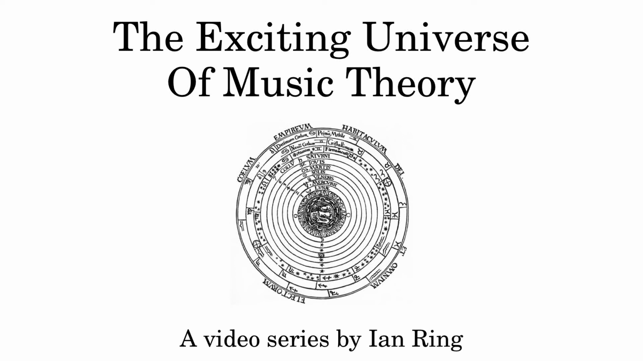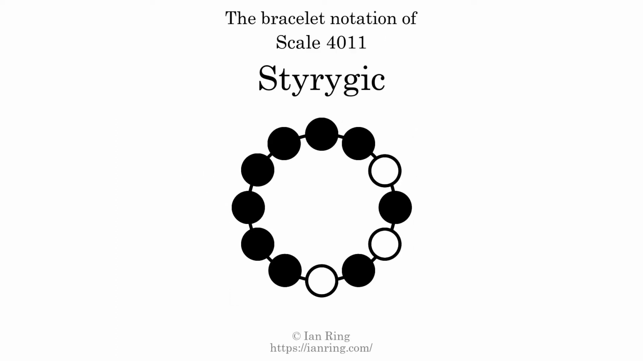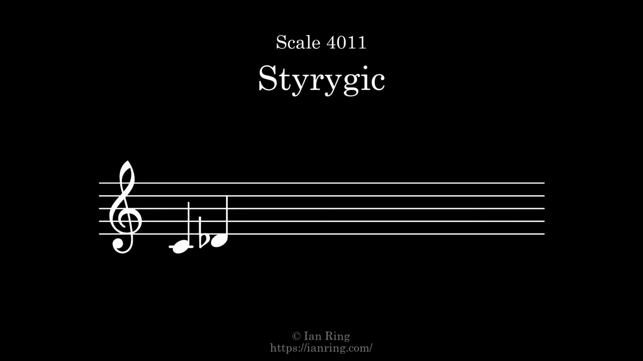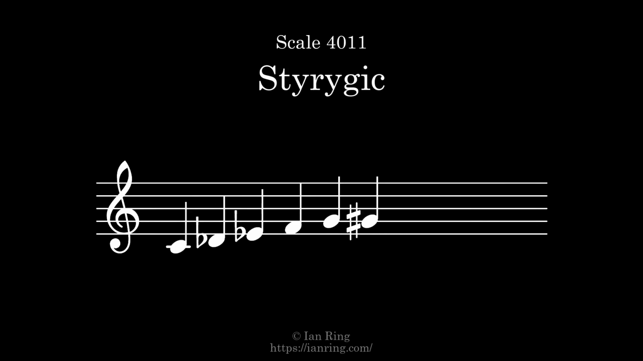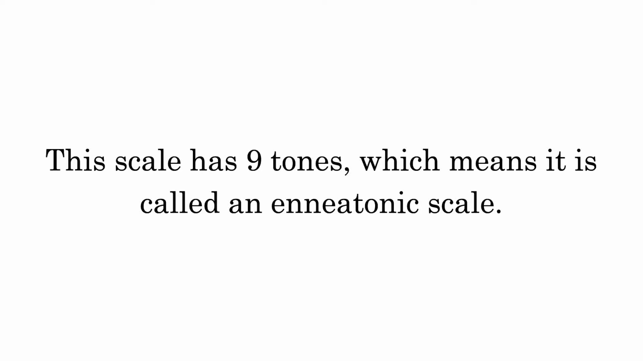Welcome to the exciting universe of music theory. Are you ready to learn? Then let's begin. Today we will talk about Scale 4011, Styrygic, which sounds like this. This scale has 9 tones, which means it is called an enneatonic scale.